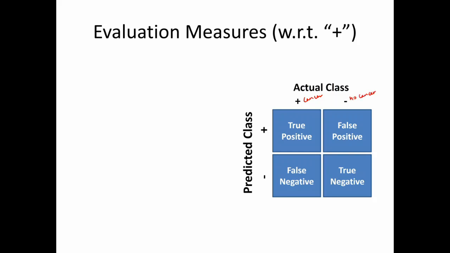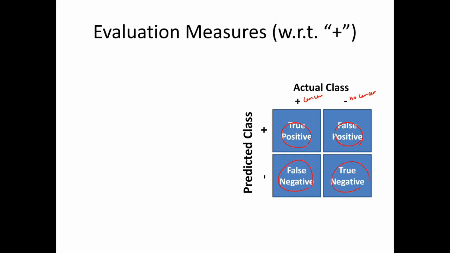The columns are the actual classes of the patients, so does the patient actually have cancer or not? And the rows are the model's classification of the patients, so does the model think that the given patient has cancer or not? When the model classifies a cancer patient as cancer patient, that's true positive. When a model classifies a non-cancer patient as a cancer patient, that's false positive. When it classifies a cancer patient as a non-cancer patient, that's false negative. And when it classifies non-cancer patient as non-cancer patient, that's true negative.